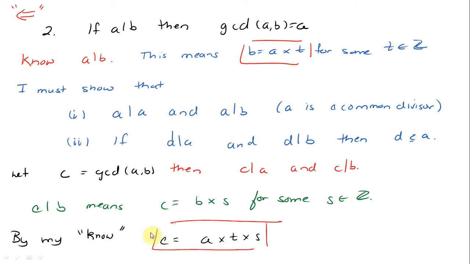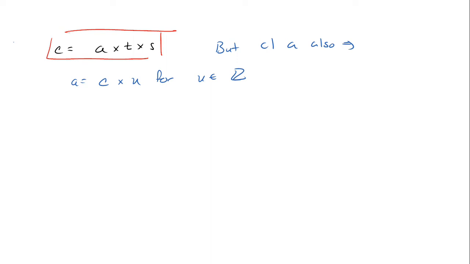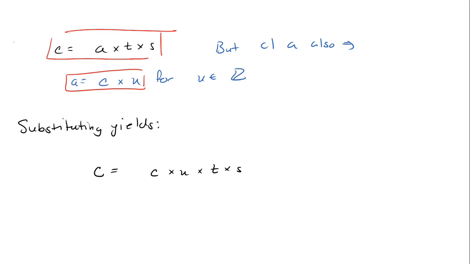A times T times S. So all I did is I took the know and I substituted it in. And a lot of the time, these basic number theory proofs are just substitution, at least the easy ones. So C is equal to A times T times S. But C divides A gives me A is equal to C times U. So if I do another substitution, I get this equation. So I'm just substituting my knows into different pieces.